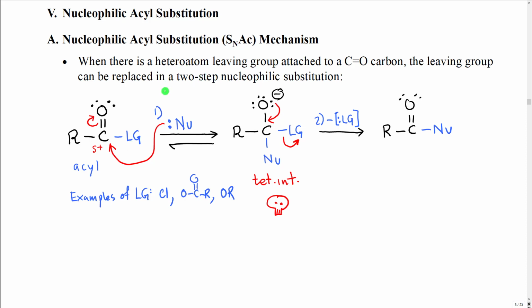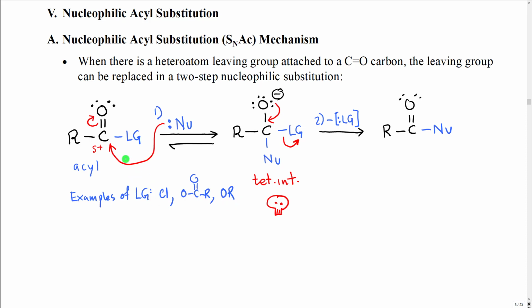Examples that we're going to use in this chapter are chloride, which if you look on the pKa table you would see is very near the top. Carboxylate, so that would be O minus C double bond O R, the conjugate base of a carboxylic acid, and O minus R, alkoxy.